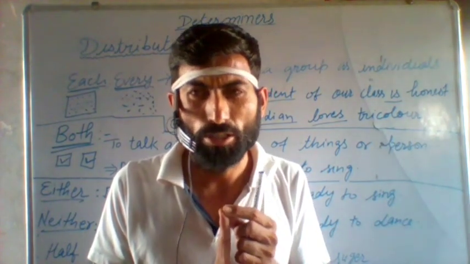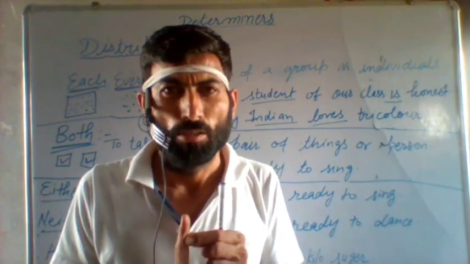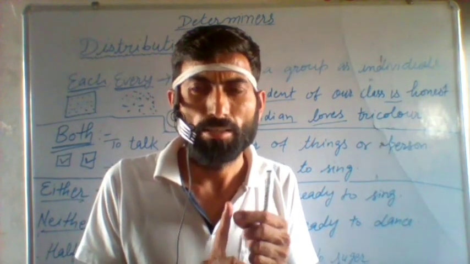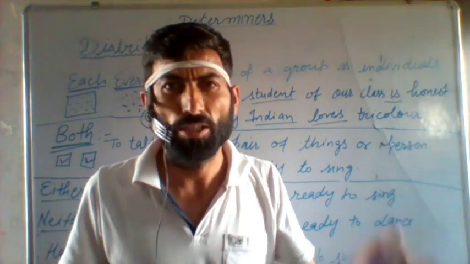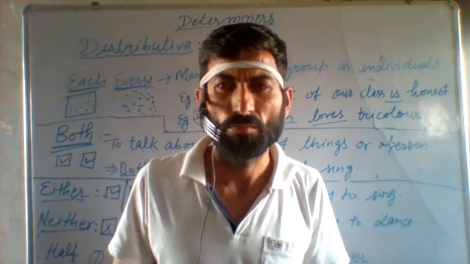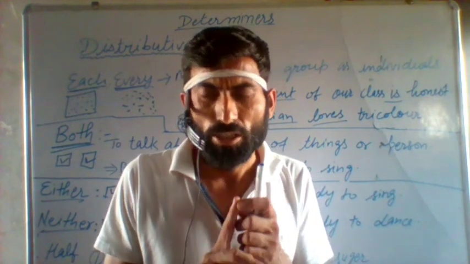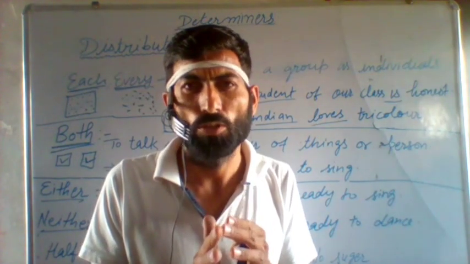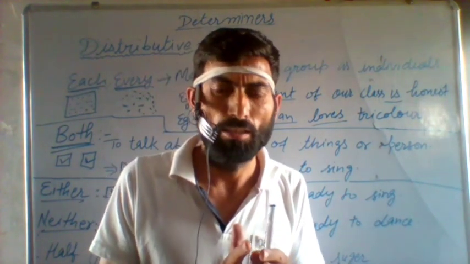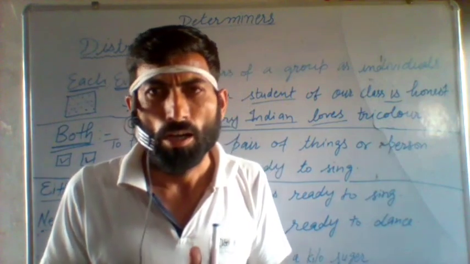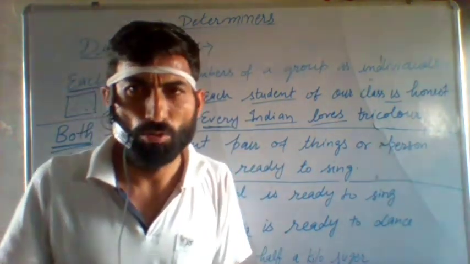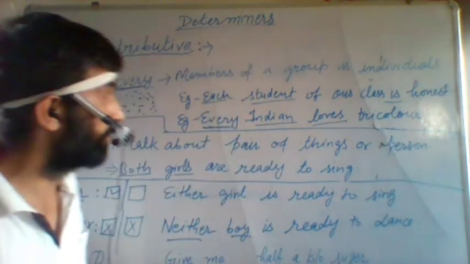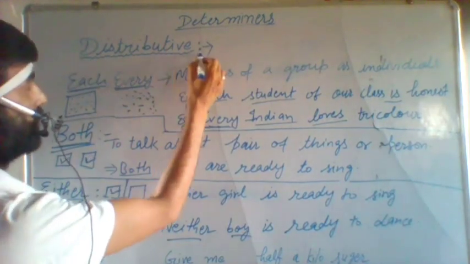Next, demonstrative and possessive. Demonstrative adjectives are this, that, these, those. They point out things. Next, possessive. The possessive case shows belonging or possession: my, your, his, her, their, its, etc. I think I don't need to explain all these. Now I'll come to the distributive.